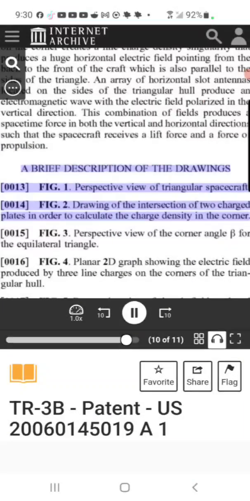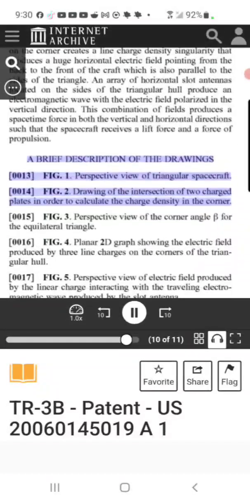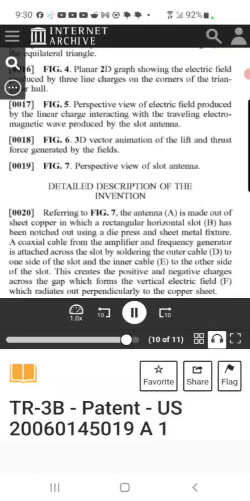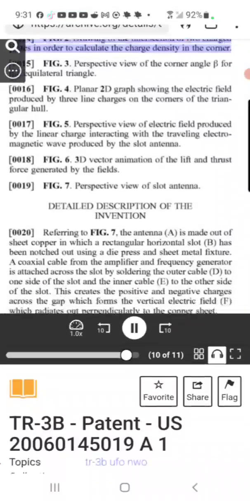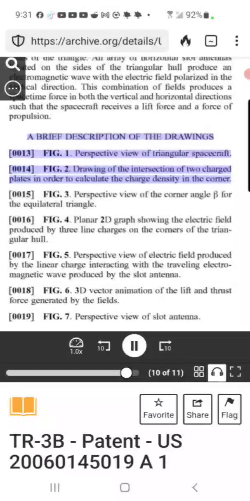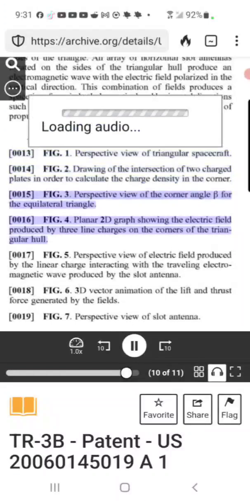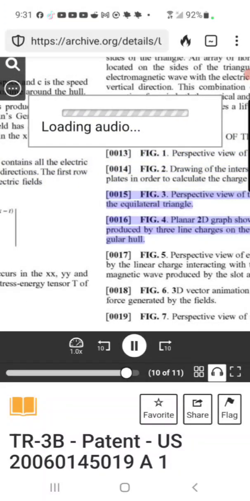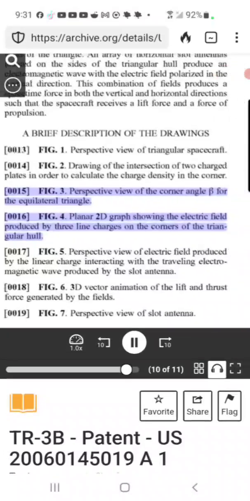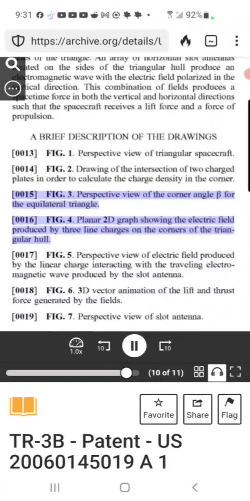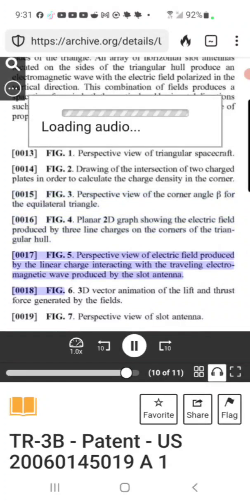A brief description of the drawings [0013]. Fig 1. Perspective view of triangular spacecraft [0014]. Fig 2. Drawing of the intersection of two charged plates in order to calculate the charge density in the corner [0015]. Fig 3. Perspective view of the corner angle, 60 degrees for the equilateral triangle [0016]. Fig 4. Planar 2D graph showing the electric field produced by three line charges on the corners of the triangular hull.